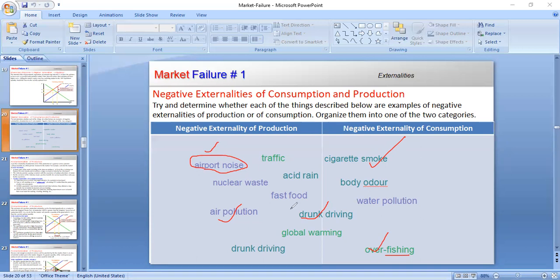So you should be able to think. Fast foods, that is a negative externality in consumption, because these fast foods, as the person continues taking them, may end up getting diseases. You know, those fast foods, they have a lot of oil. So you just have to look at the activity and think, what kind of externality is it? Is it a negative externality in consumption or production?